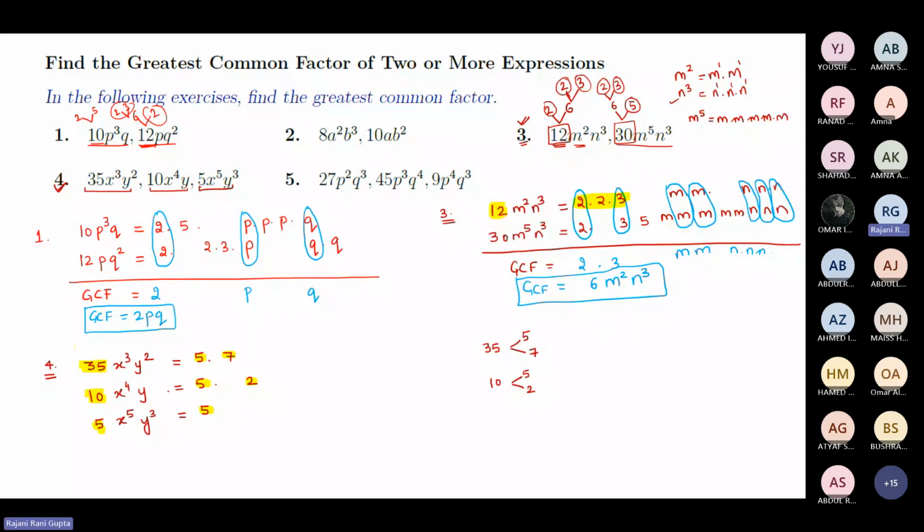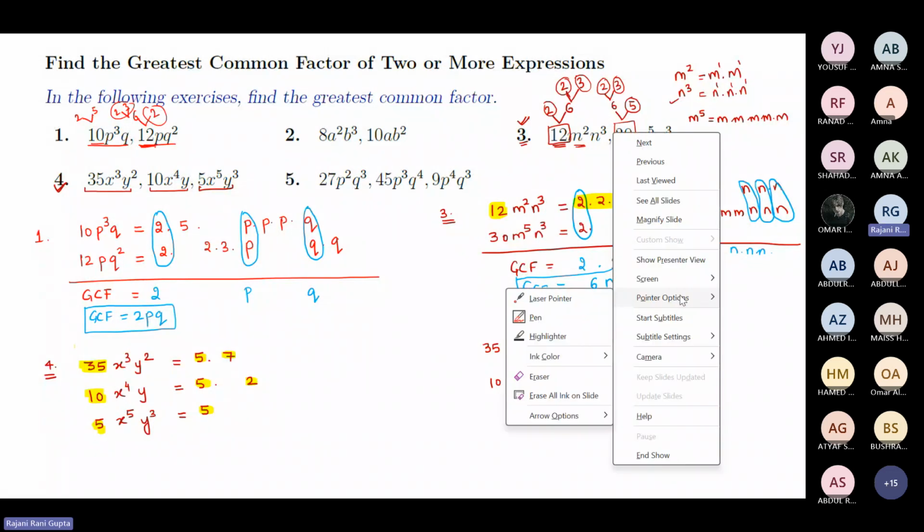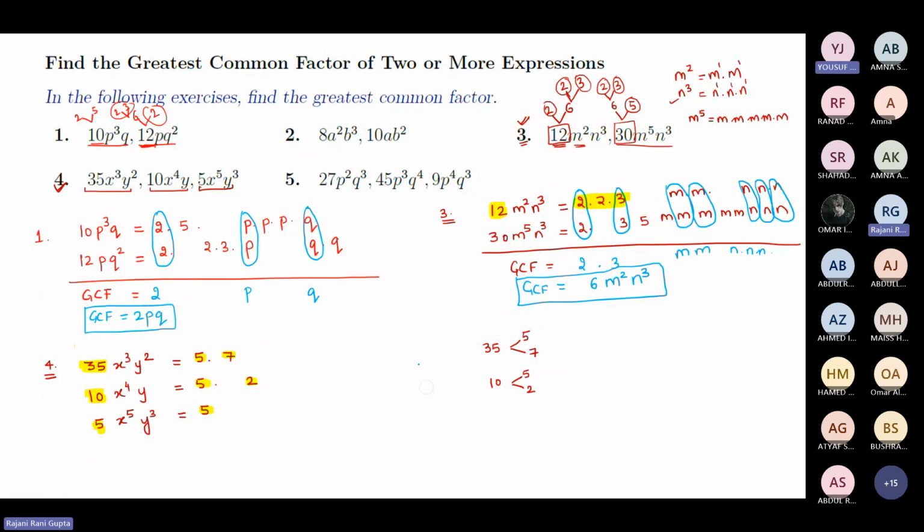Now let's move to the variables. You have x power 3, which means x multiplied 3 times: x 1, 2, and 3. Here you have x 4 times: 1, 2, 3, 4. Here x power 5, so write x 5 times: 1, 2, 3, 4, 5. So we're done with x.